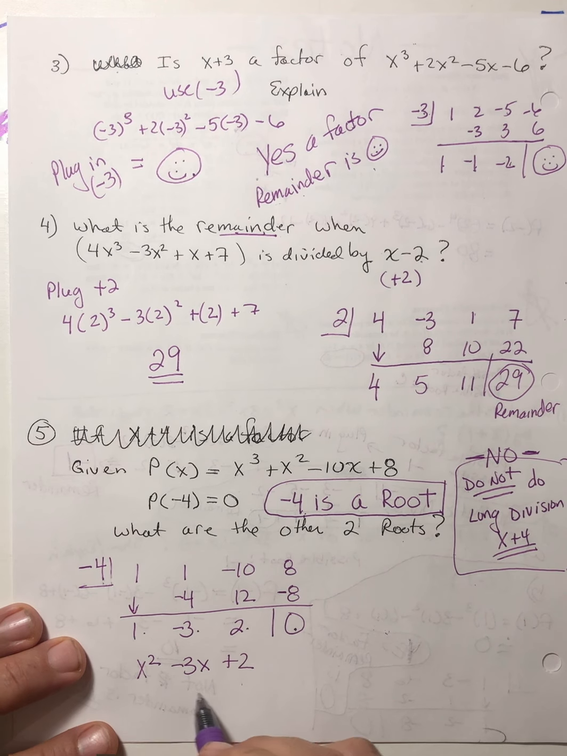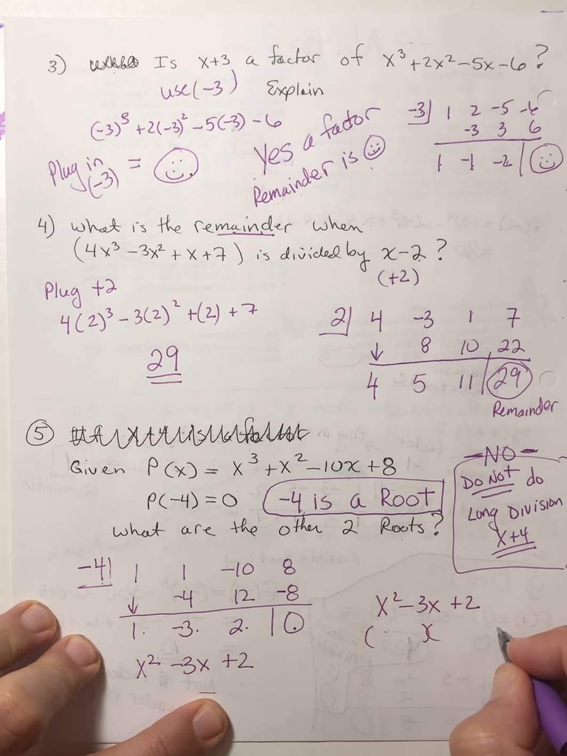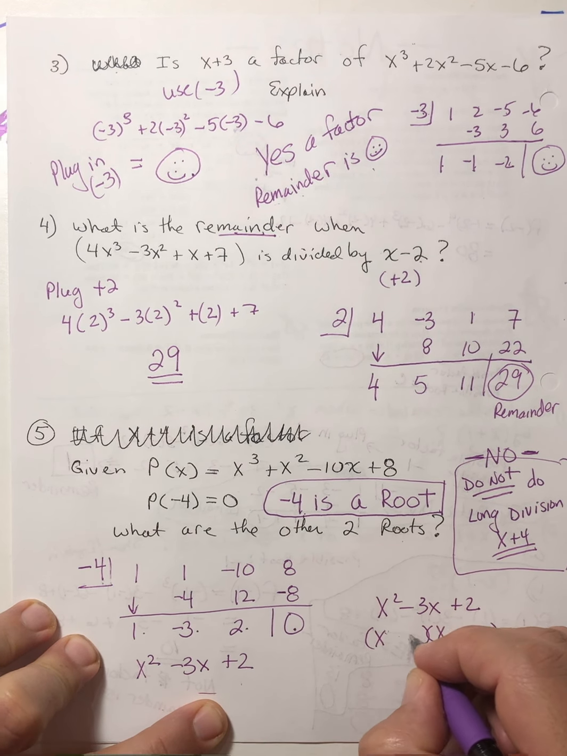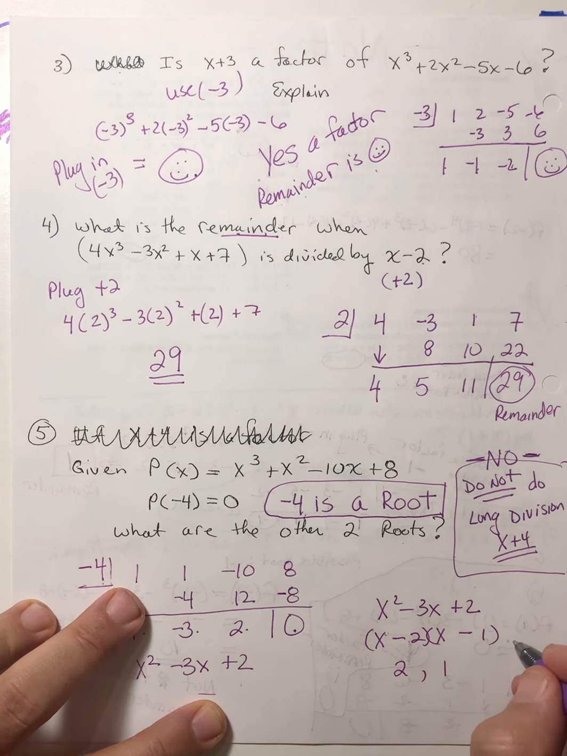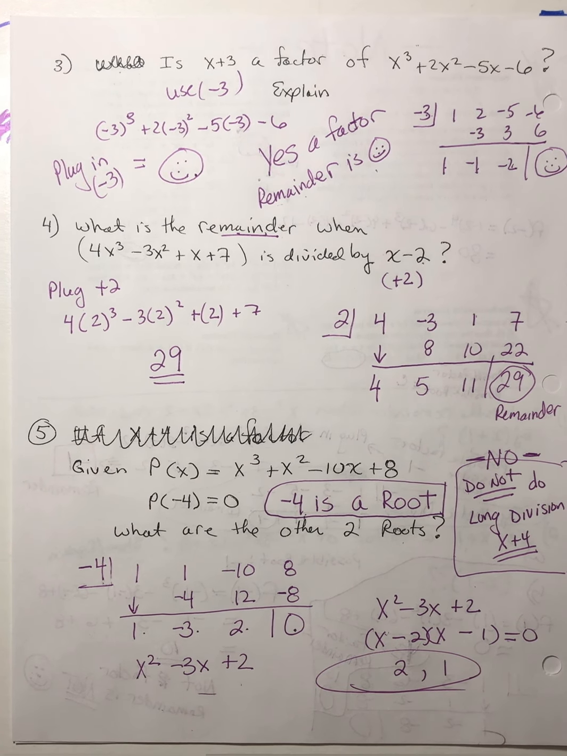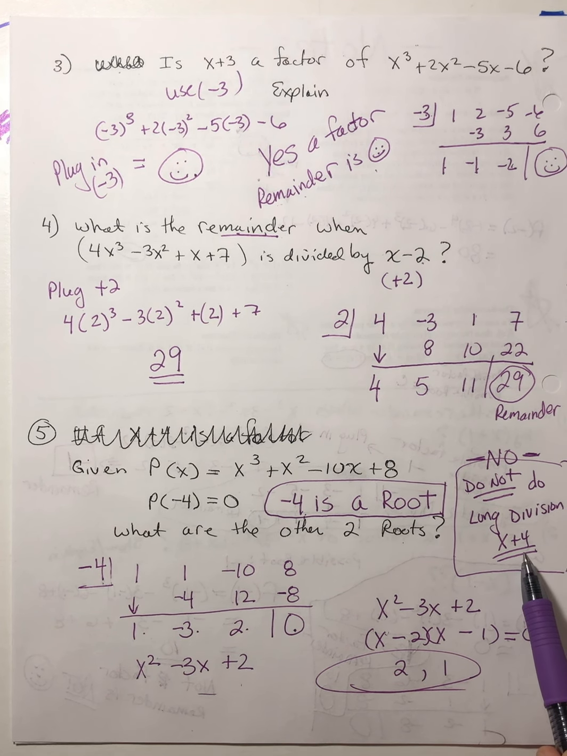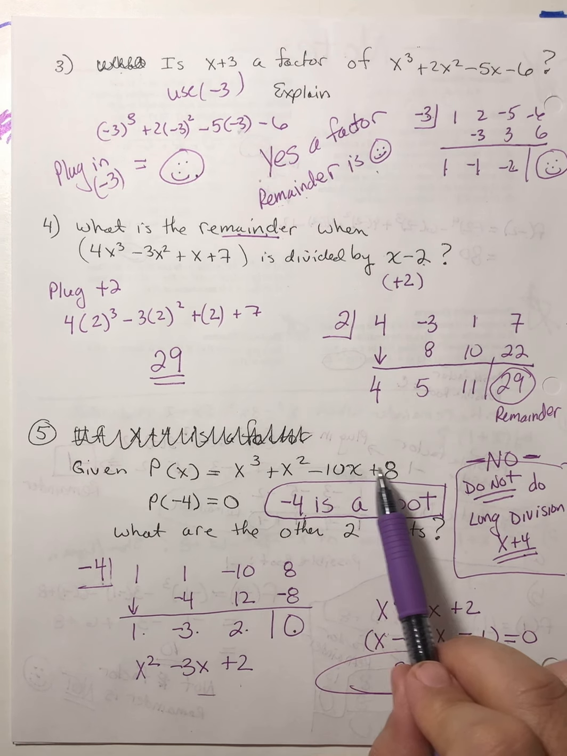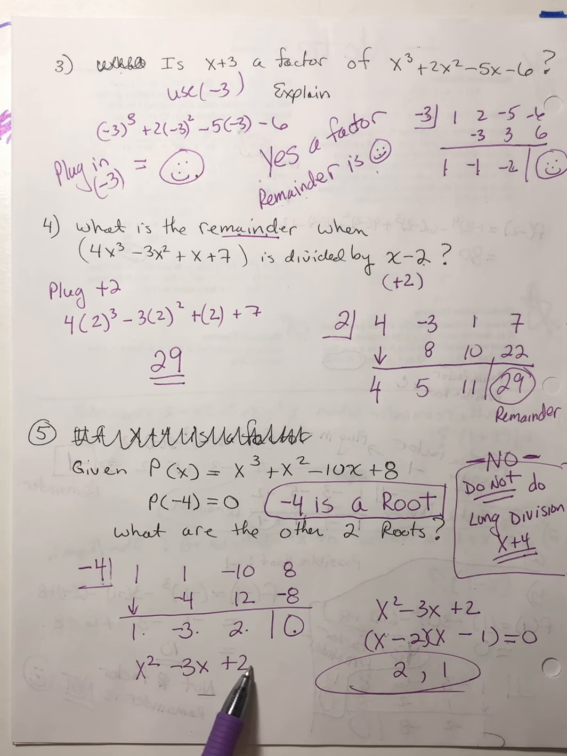I'm running out of room. I'm going to do it up here. So I have x squared minus 3x plus 2. That's nice and easy to factor. 2 and 1, right? Minus and minus, so we have 2 and 1 for the other roots. And we found the other roots. Okay? So we do not do long division with x plus 4, and you cannot plug in negative 4 because it doesn't get you anywhere. You have to do your synthetic division. Once you do your synthetic division, we easily come up with our quadratic, and then we easily factor it. And we're done.